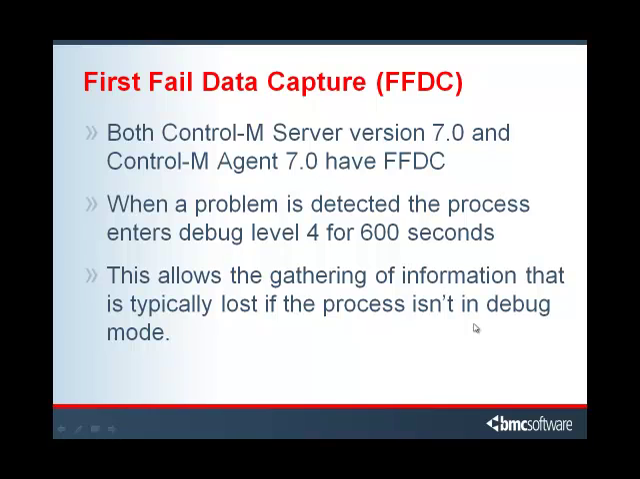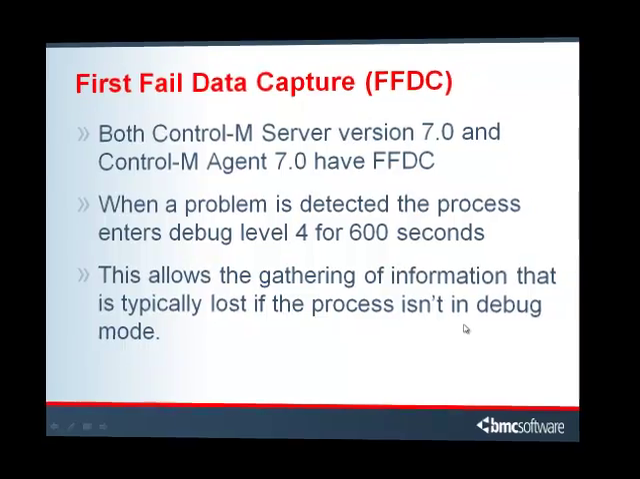Control-M Server version 7.0 and above and Control-M Agent 7.0 and above have first failed data capture. When a problem is detected, the process enters debug level 4 for 600 seconds and dumps the memory map. This allows us to gather information that typically we don't have if the process isn't running in debug mode.